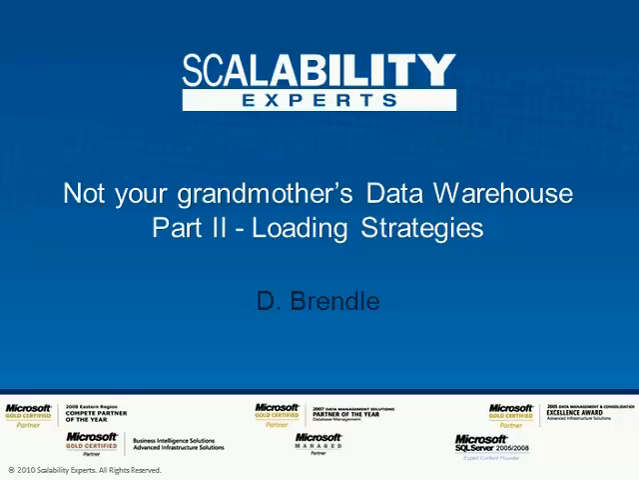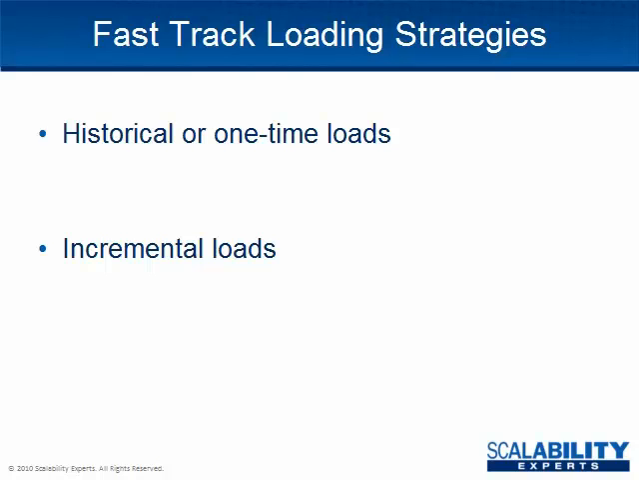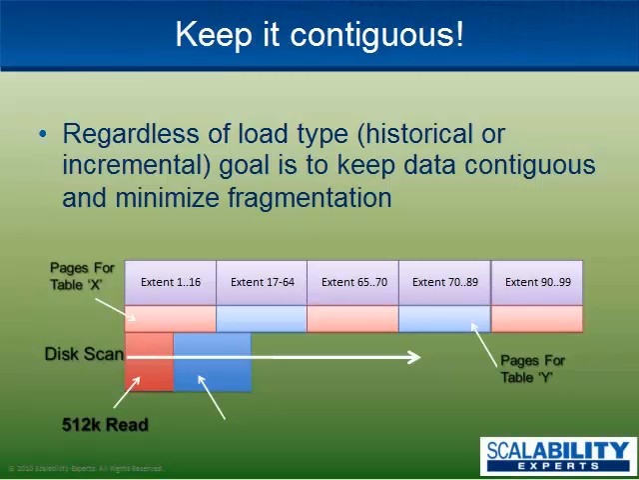All right, so there are 2 main tracks when we do fast track loading. We have our historical or one-time loads. You may also hear this mentioned as data migrations. So we've got our brand new fast track data warehouse. We've got empty tables. How do we get those loaded? And once they're loaded, how do we maintain them and get them incrementally loaded and still maintain our fast track methodology?